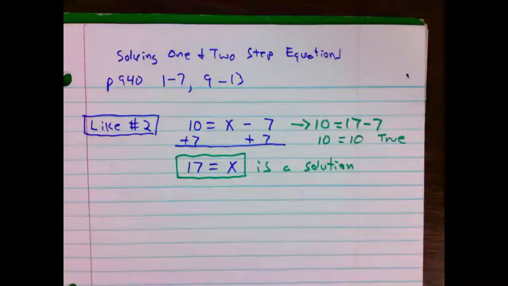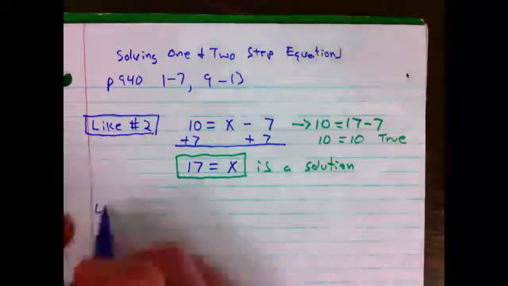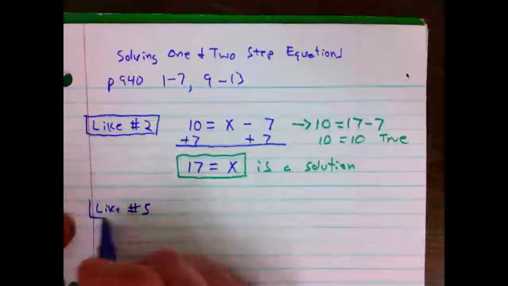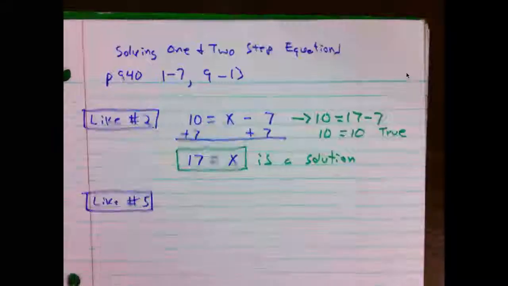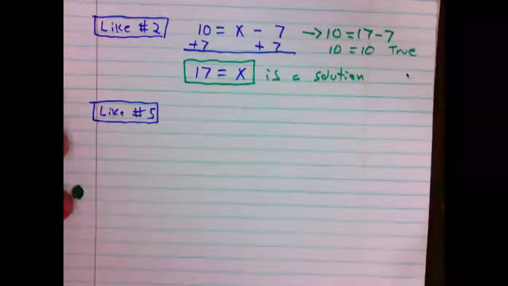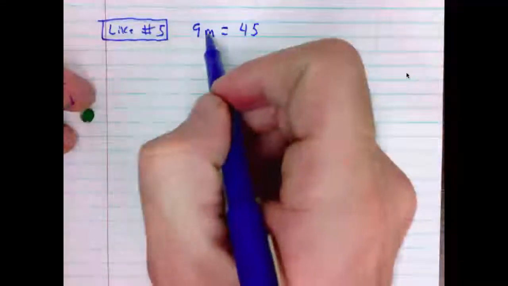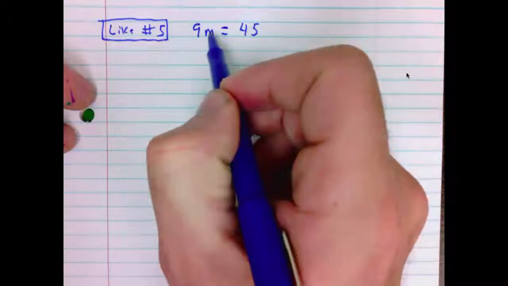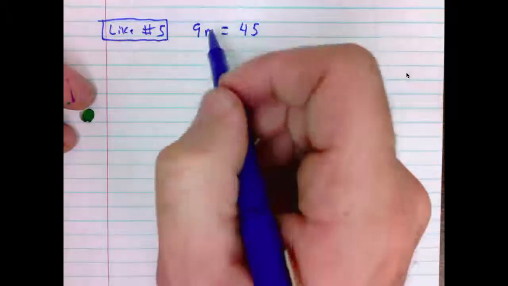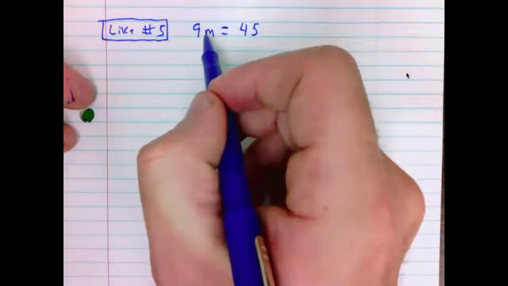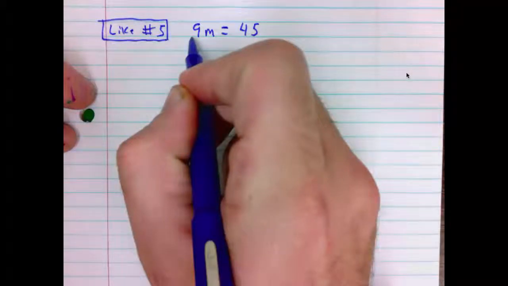Alright, now I will do one like number 5. Number 5 says 7h equals 63. A similar problem would be 9m is 45. Well, 9 is connected to the m. We call this number the coefficient and the letter is called the variable. The coefficient is connected to the variable. We know connected means multiplied. So we want to undo this multiplication. The inverse of multiply is divide. I will divide by 9 on both the left and the right.